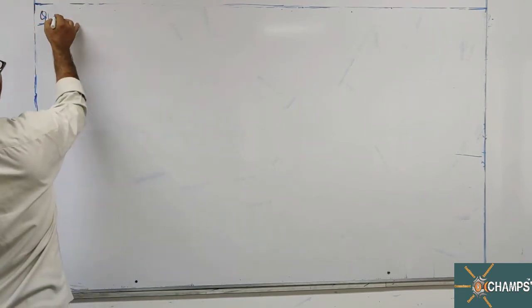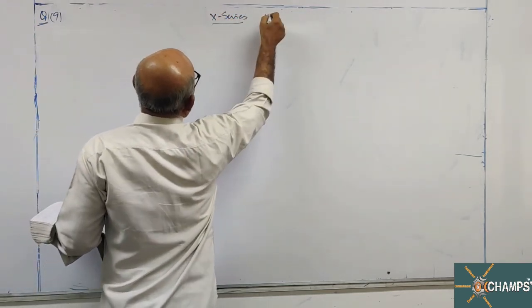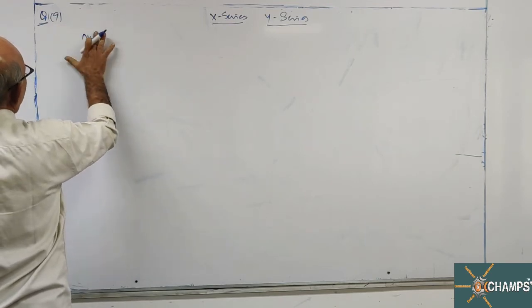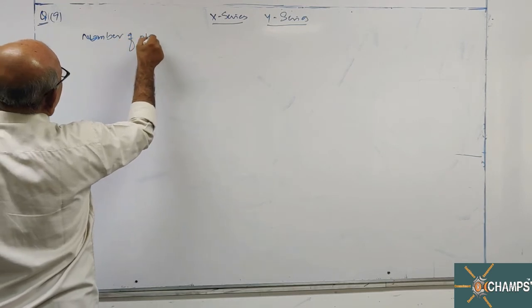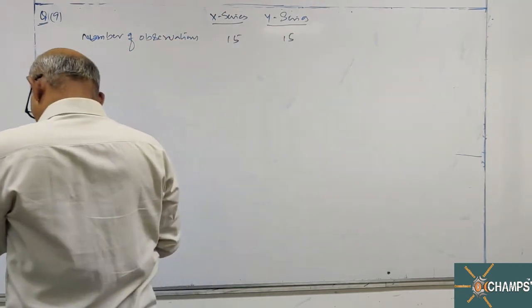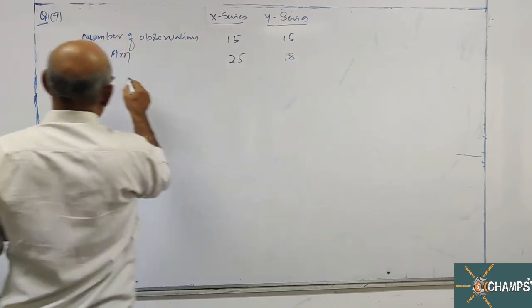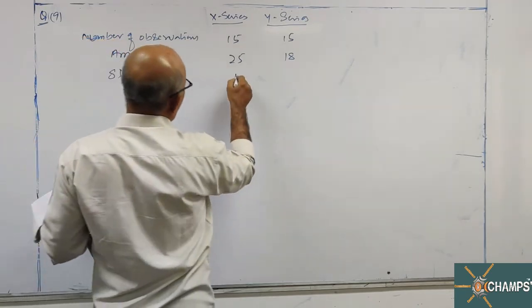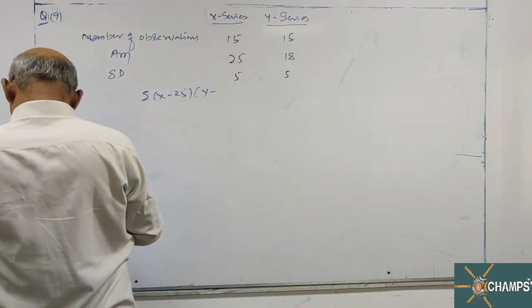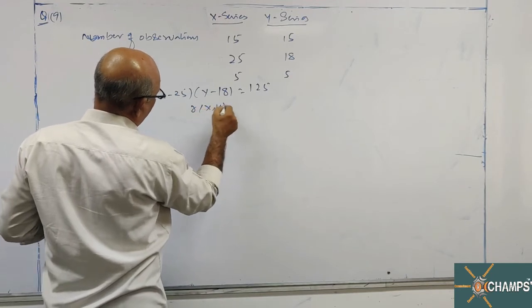Question number 9. This is X series, Y series, number of observations 15 and 15, arithmetic mean 25 and 18, standard deviation 5, summation of (x minus 25) into (y minus 18) is equal to 125. R of x comma y is the question.